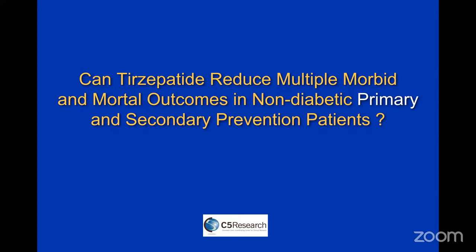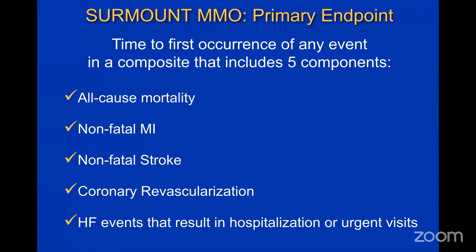We're doing this trial, I'm the study chair for the trial. SELECT was only secondary prevention. It was people that already had an event. We're studying both primary and secondary prevention in the tirzepatide study. And here are our endpoints. It's called SURMOUNT-MMO, and it's all-cause mortality, non-fatal MI, non-fatal stroke, coronary revascularization, and heart failure events. We're going to look at all these endpoints in a composite, and we're going to look at them individually as well. We didn't do just a narrow endpoint. We took all the things that we think are going to be impacted, and we put them into the primary endpoint.